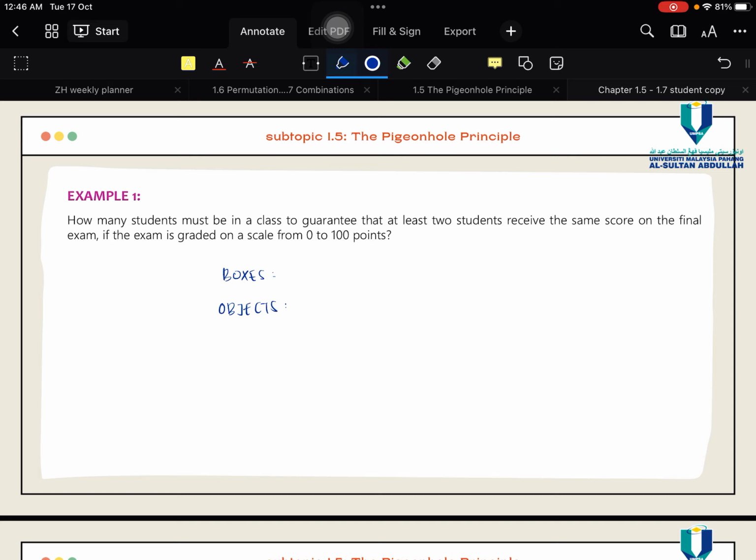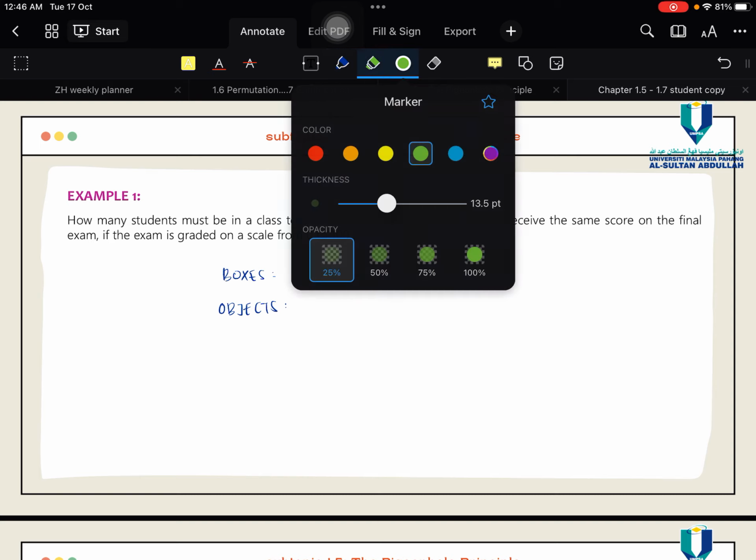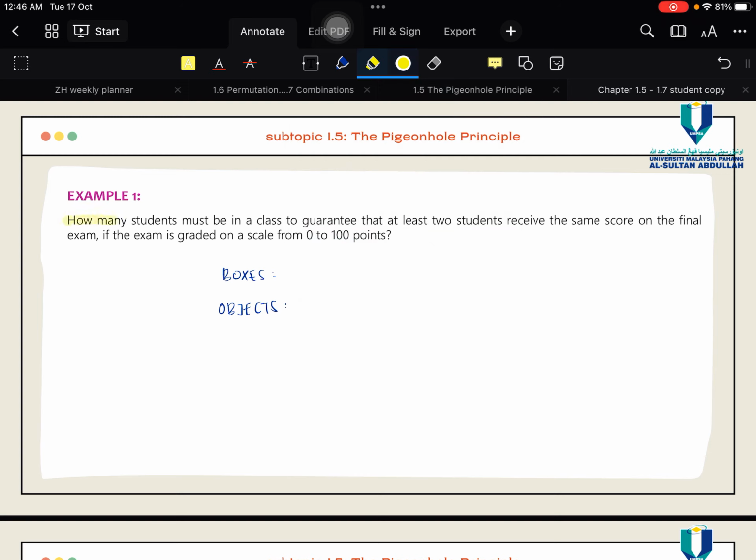So in this case, soalan tanya, how many students must be there to guarantee that at least 2 share the same score. 2 pigeons share the same pigeonhole. Boleh tak you kaitkan kat situ? So maksudnya kat sini, student ni adalah kita punya objek. Okay, student adalah kita punya objek. Score adalah kita punya box.